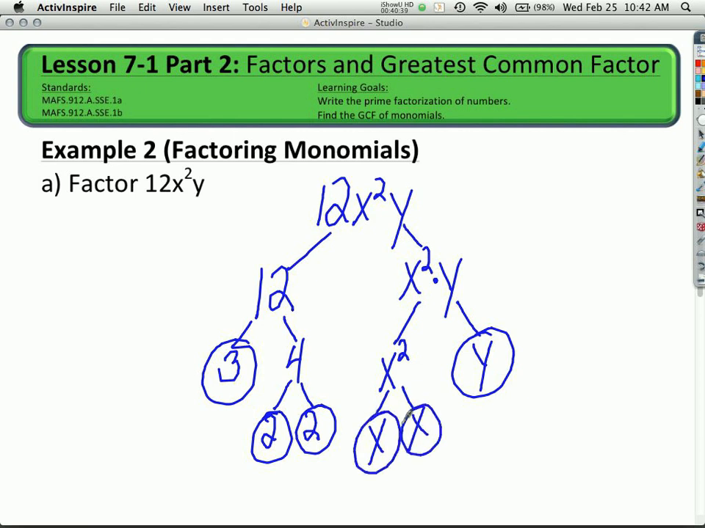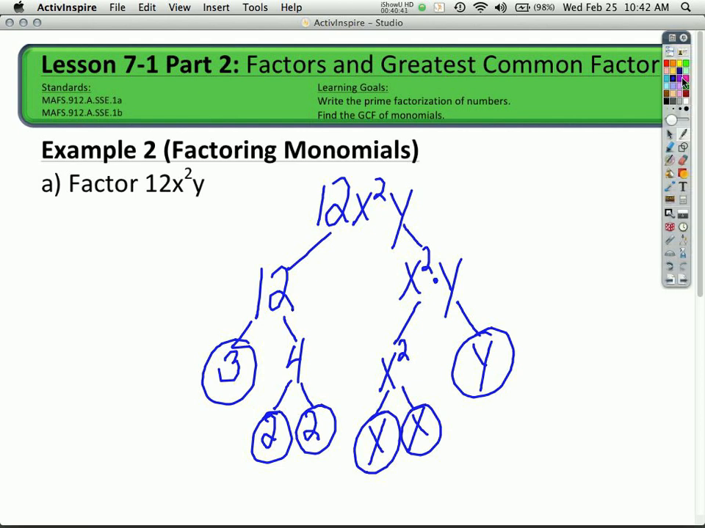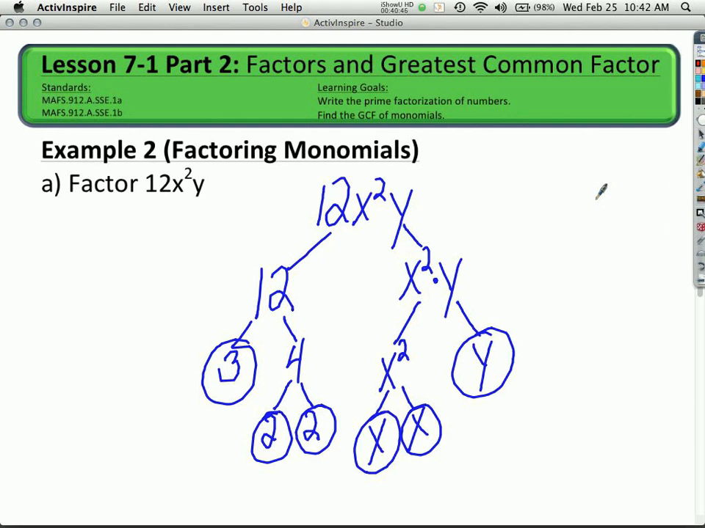And so now we have everything we need. Put it from smallest to biggest, and you put the variables by themselves in alphabetical order. So we get 2 times 2 times 3 times x times y.